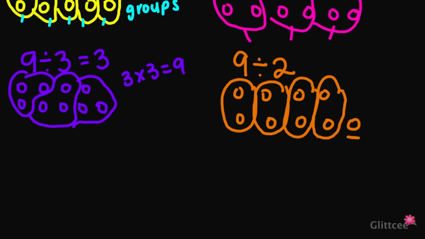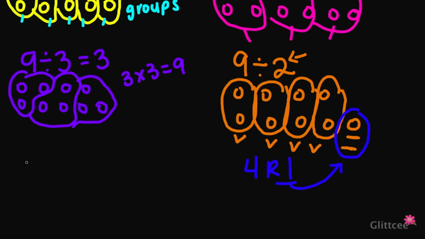Now, I have 1 left over. I can't put this last marble into a group because it's by itself. It's not 2. Remember, any groups of 2s. Okay, so I have 1 group, 2 groups, 3, 4, with a remainder of 1. So my answer is going to be 4 with a remainder of 1, because I have 4 groups and I have 1 little left over here. And that's where this remainder is from. It's left over.